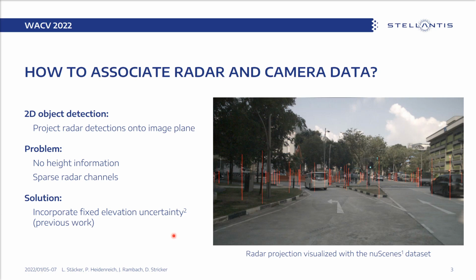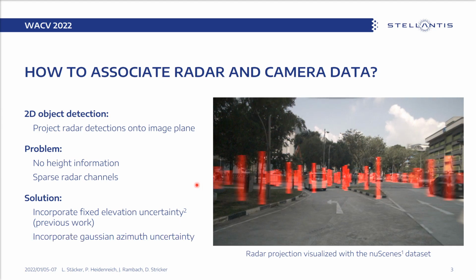One solution provided in the literature is to incorporate a fixed elevation uncertainty, where we assume a fixed height for all detections, resulting in these vertical lines. We decided to go one step further and also incorporate a Gaussian azimuth uncertainty measurement. We take the azimuth uncertainty from the radar sensor's technical datasheet and model a Gaussian uncertainty curve. We then take the density values and multiply them with the radar cross-section of each detection, resulting in a new, denser radar channel that is also richer in information.